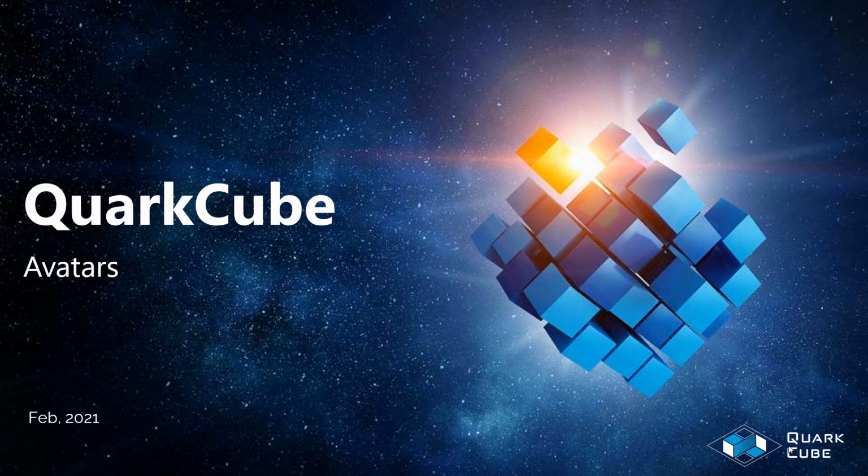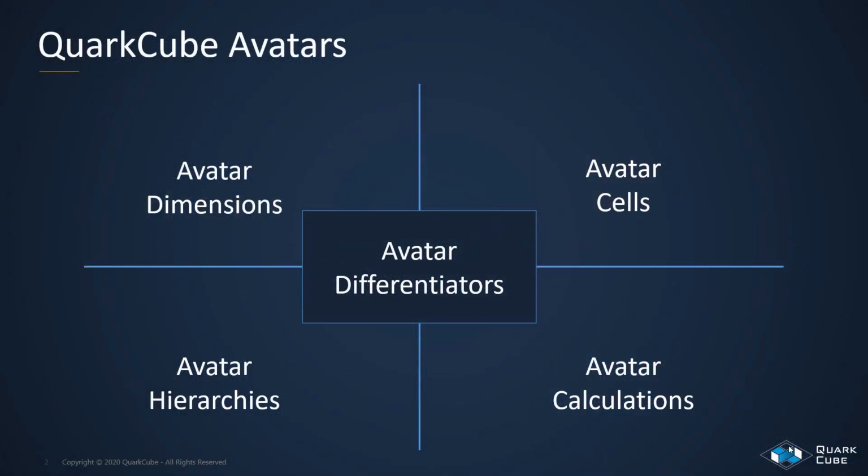Today we are going to talk about an amazing feature in QuarkCube which we favorably call avatars. There are four ways in which you could see the avatars in action. They are the avatar dimensions, avatar cells, avatar hierarchies, and avatar calculations. But not to worry, I'm going to explain all of them to you using short demos.